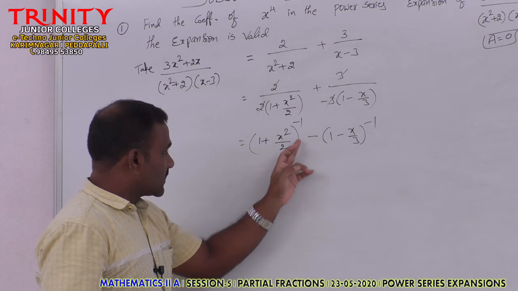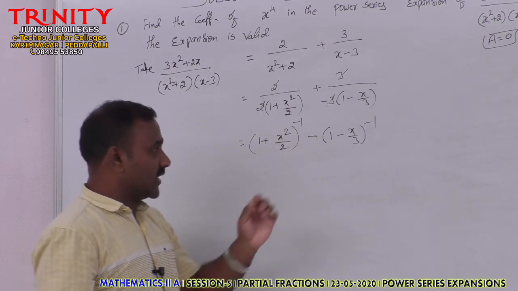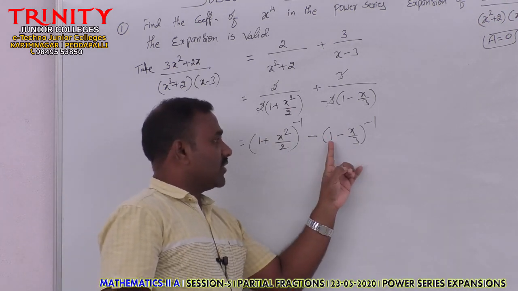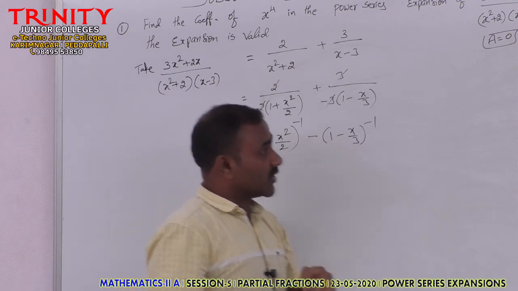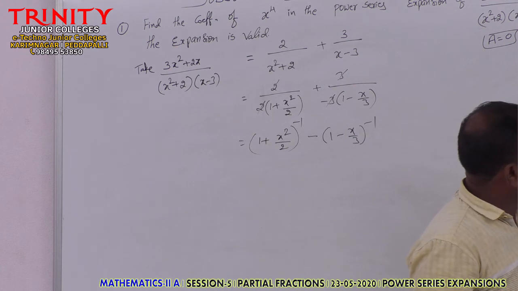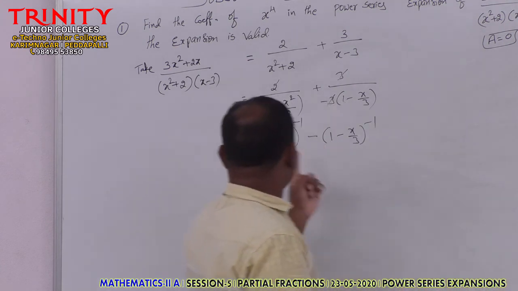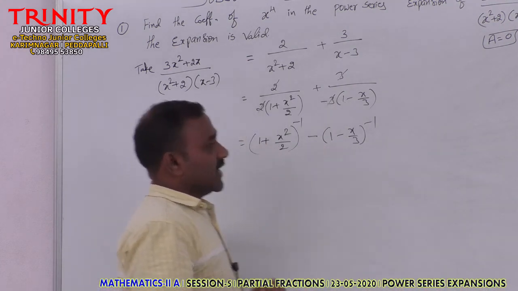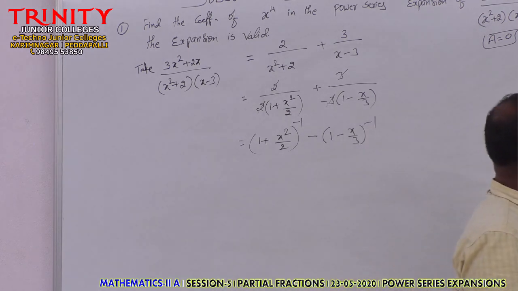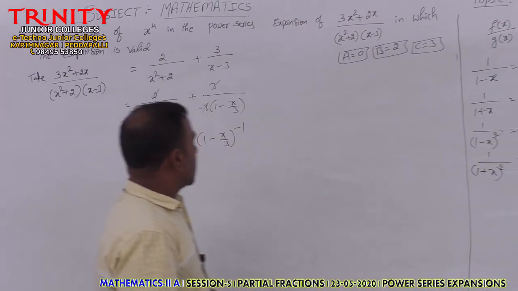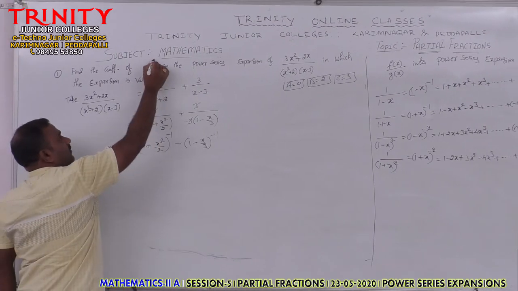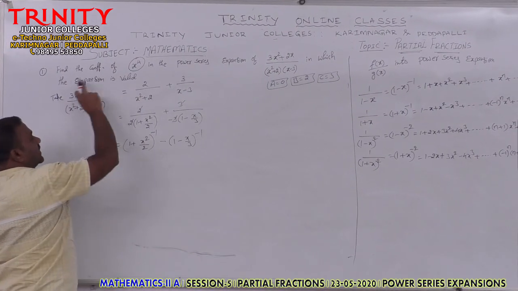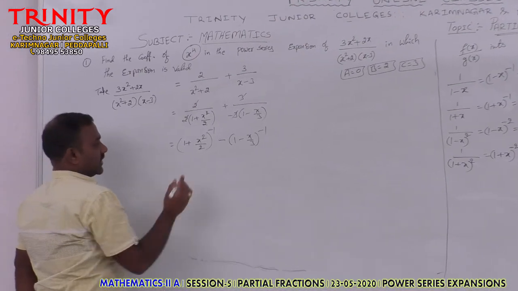But in place of x here we have x square by 2, and this is also in the form of 1 minus x whole to the power of minus 1, and this is in the form of 1 plus x whole to the power of minus 1. Now we have to apply that form to find the coefficient of x power 4 in this expansion, f of x by g of x.